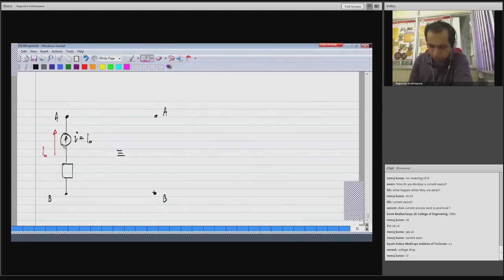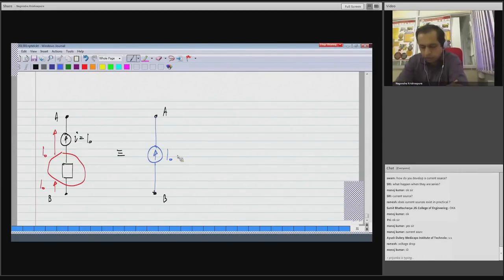It's very clear that current I naught will be flowing here because of the current source. And if you think of this entire boundary, the current I naught also has to be flowing there because there is no local charge accumulation anywhere, so the current cannot go off into some other place. Between these two terminals, it is equivalent to a single current source of value I naught. As far as the terminals A and B are concerned, an ideal current source in series with something will look exactly like a current source.